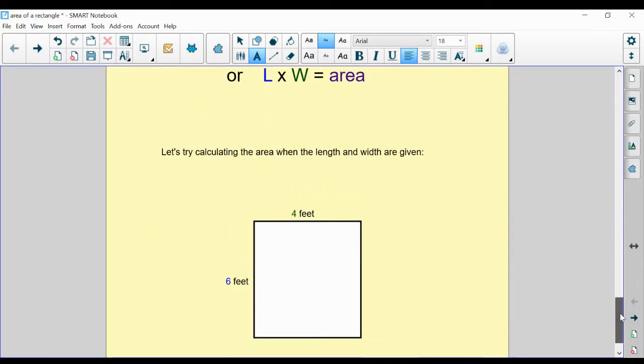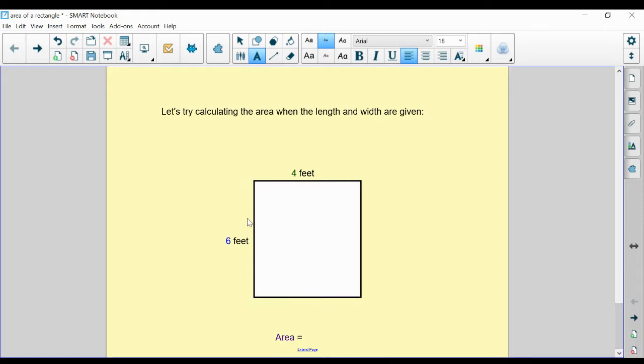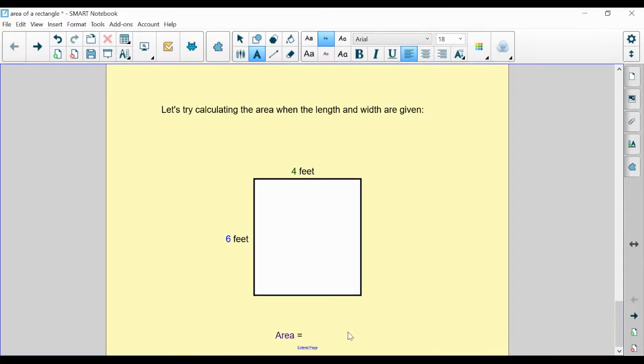So now let's try it with one more. This time, the side lengths are already given. So I simply have to do 6 times 4. And if I know my facts, I know 6 times 4 is 24 square, and this is in feet this time. So 6 times 4 equals 24. And that's how you find the area.